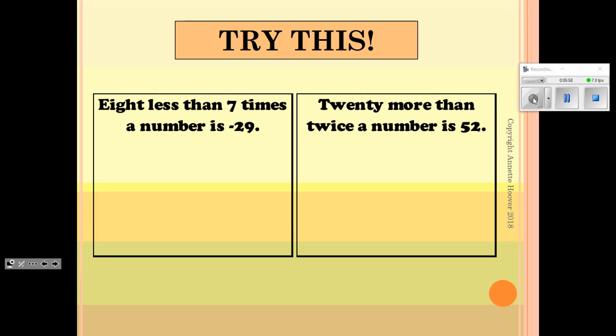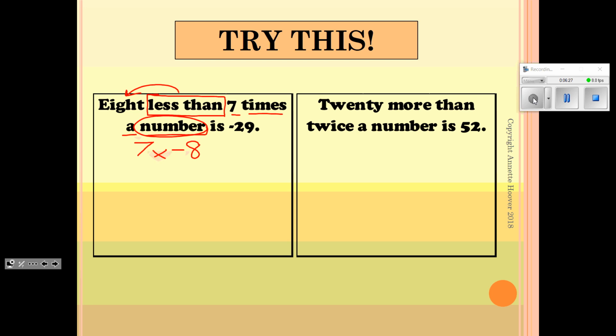We're also going to be translating and solving two-step equations. So we're going to practice again translating. 8 less than. If you remember back towards the beginning of the year, when we have the phrase less than, whatever is before it is actually going to come at the end of the equation that we write. 8 less than what? 7 times a number. So here's our variable, 7 times a number.